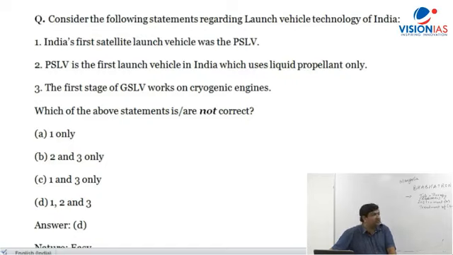Because the PSLV again is not the first launch vehicle. If I had given in the question "first operational launch vehicle", then it would have been correct. But there's nothing given about operational, it's simply given the launch vehicle. So we are looking at the development part, right from the Experimental Satellite Launch Vehicle and this kind of vehicle, right? So this part is there. And so here the question is not correct. If you see here, question given but not correct. So all these three statements are incorrect, right?